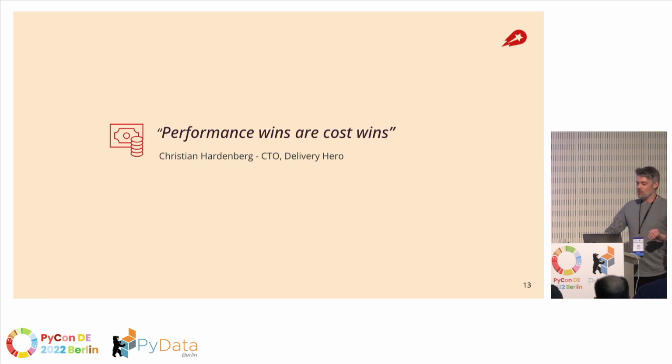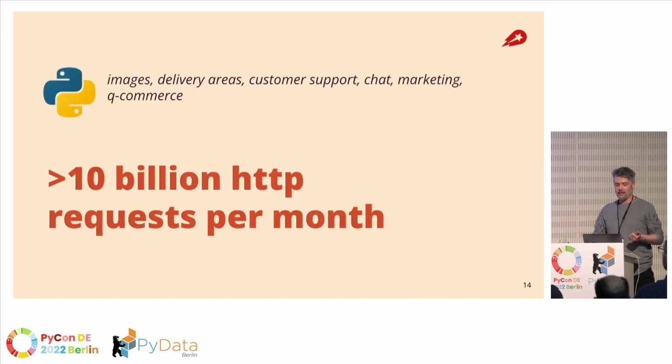So we use Python at Delivery Hero in a number of different places, obviously data and machine learning, but also image serving, delivery areas, customer support, chat, marketing, Q-commerce, checkout. Somewhere in the region of 10 billion HTTP requests per month are handled by a Python backend. So any kind of improvements we can make to Python application performance actually saves us money.